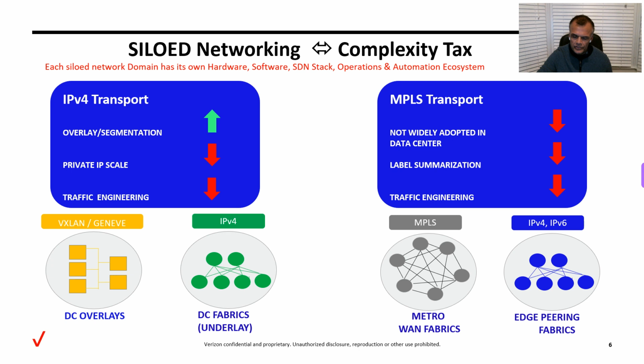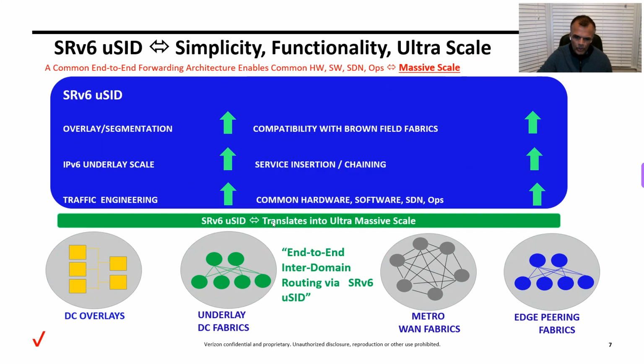So the goal of this presentation that I gave at MPLS World Congress, as well as here, is really how SRv6 microSID being able to leverage that vanilla IP data plane, and we're able to break down the barriers of solid networking and issues that exist with legacy technologies that we have today with IPv4 transport and our MPLS transport. You overcome all of that with SRv6 microSID, which translates into ultra-massive scale, end-to-end interdomain routing, and being able to leverage that vanilla IP data plane for seamless stitching end-to-end.